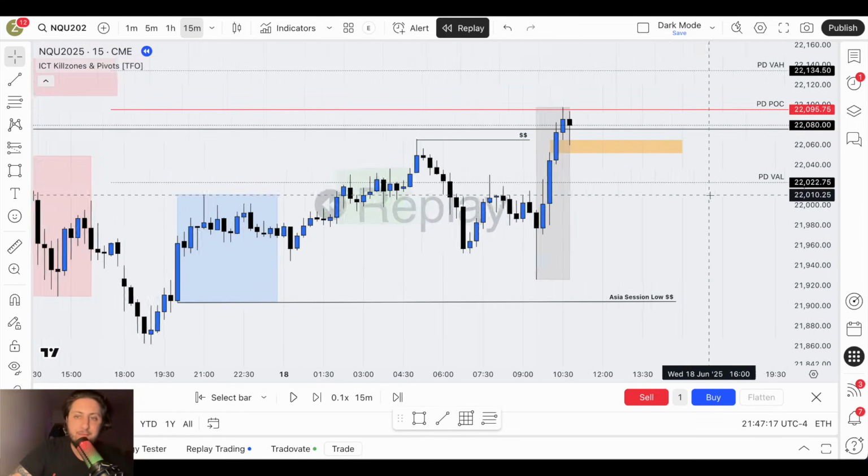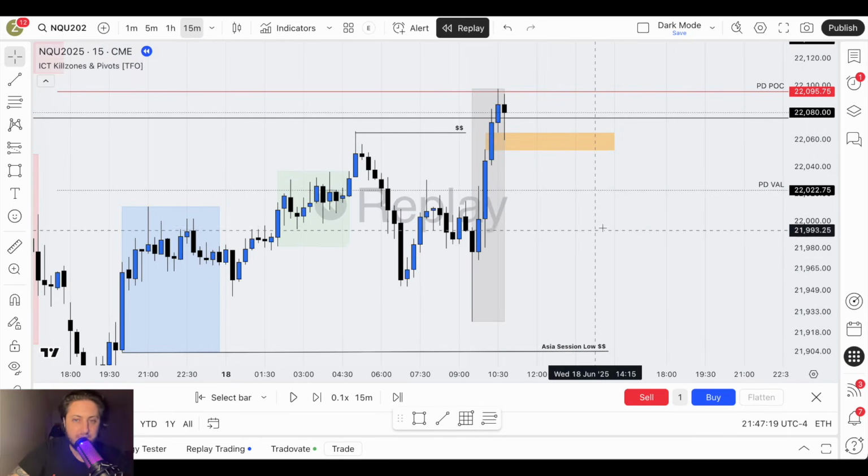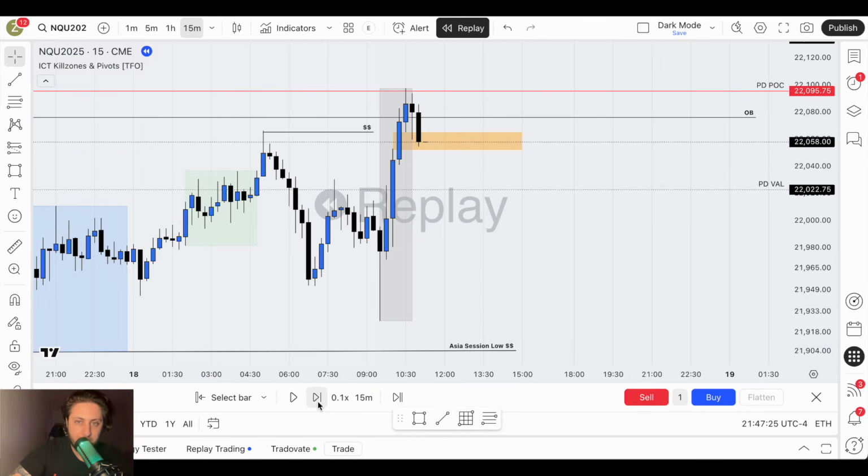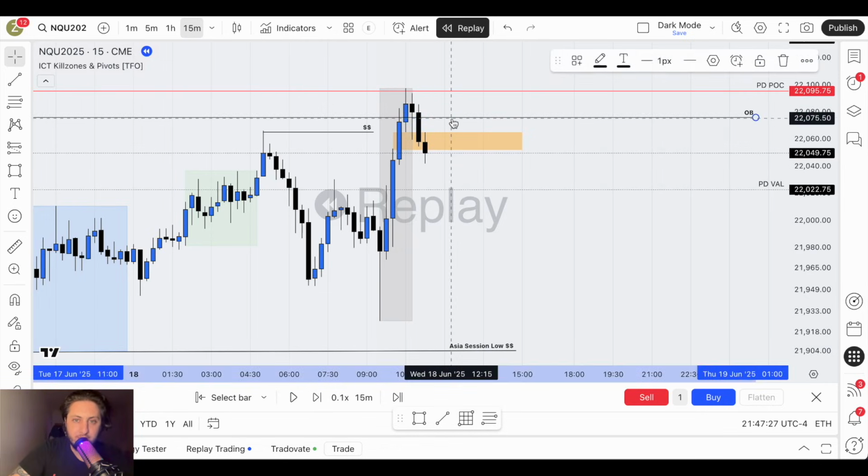But I now need my entry. That is the last piece to this puzzle. That'll be this inversion when we get it. So nice rejection first off, right? If we just look at that, I mean, it just hit the point of control to the tick and started rejecting. And this is not a cherry-picked example, guys. You will see this time and time again where the point of control offers extremely pinpoint accurate levels to trade off of. So right there, we got our inversion.